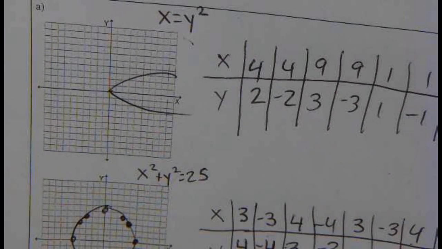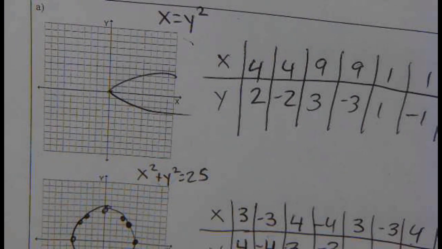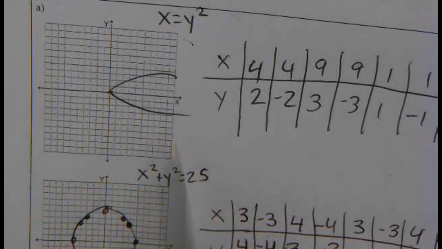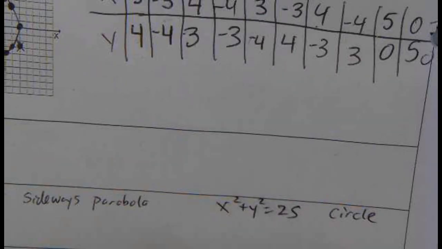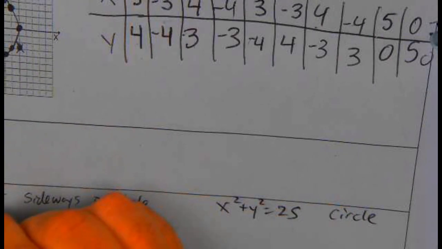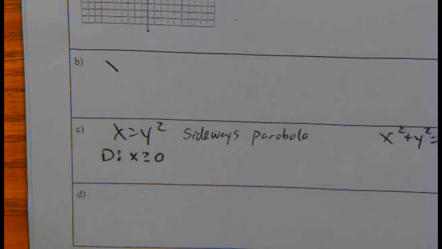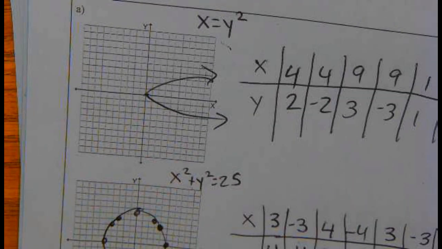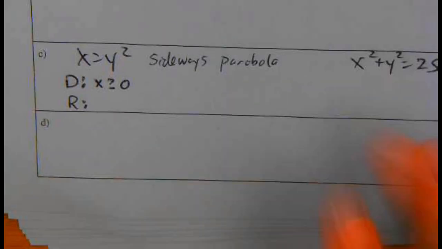Looks up like that. What's the domain of that? Zero and greater. The domain is all the x values. All x values are graphed as long as they're not negative, right? So I could say the domain is x is greater than or equal to 0, or 0 to infinity, right? And the range of this, how about the range? Yeah, it's going up and down forever, right? So the range is all real numbers.